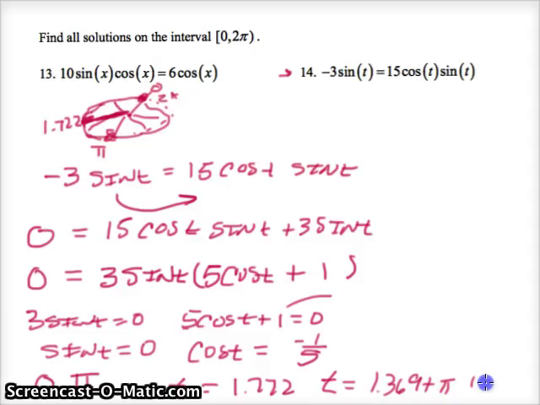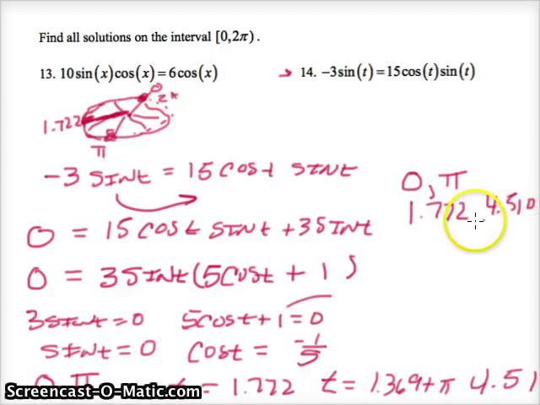I'm sorry, 4.51. So what are all my possible values? I have 0. I have pi, or 3.14, 1.772, and 4.51. Those are all my possible answers. Check out that for number 14.